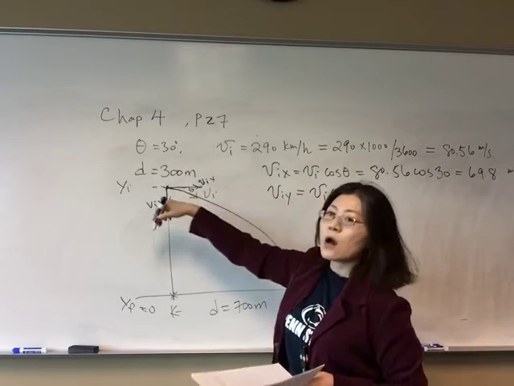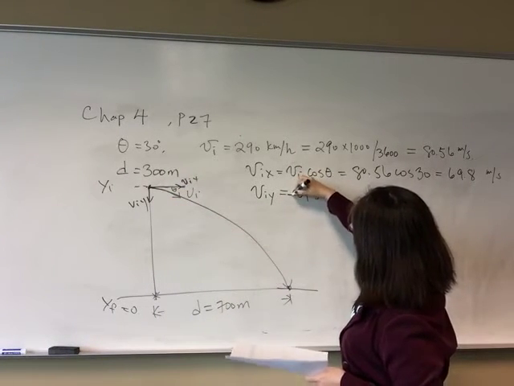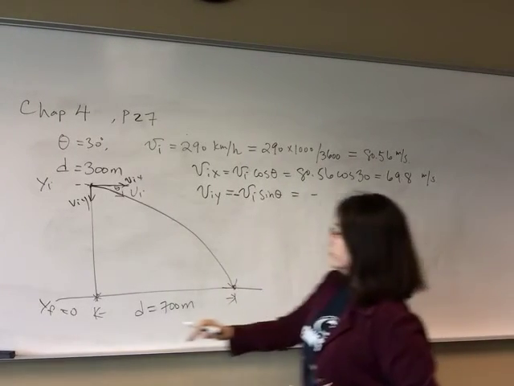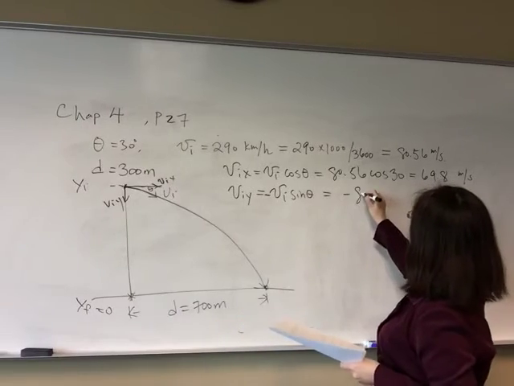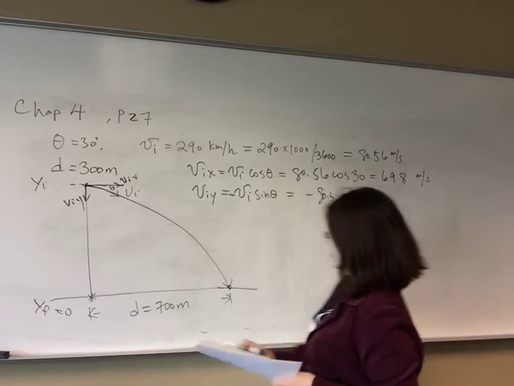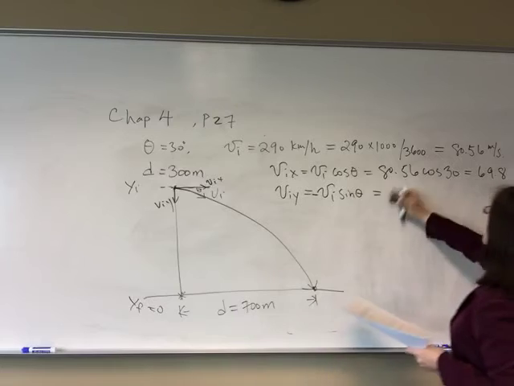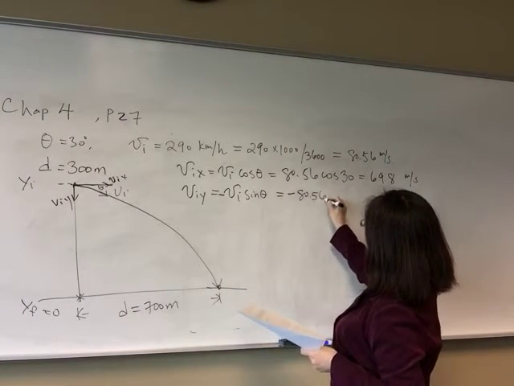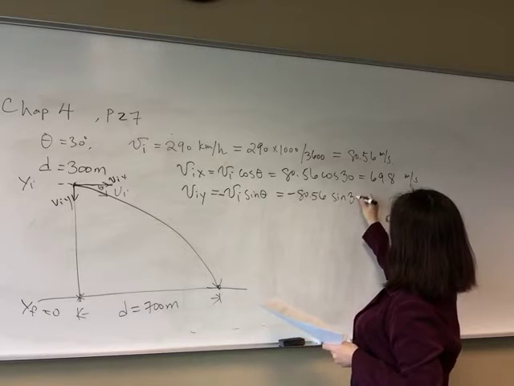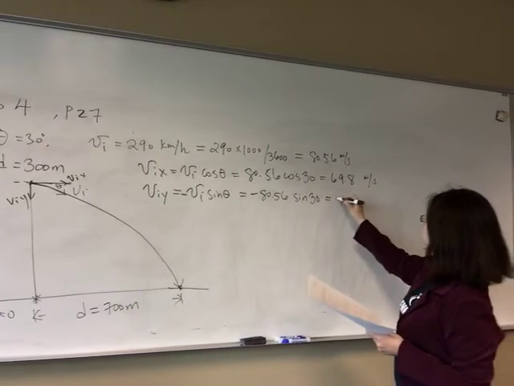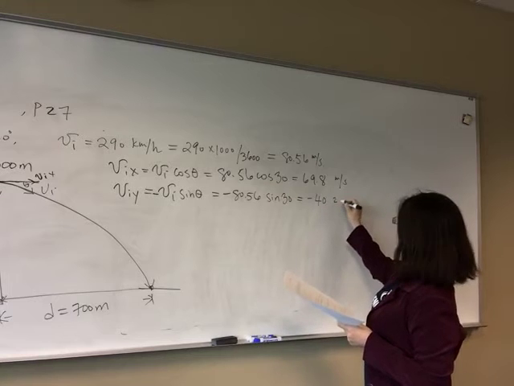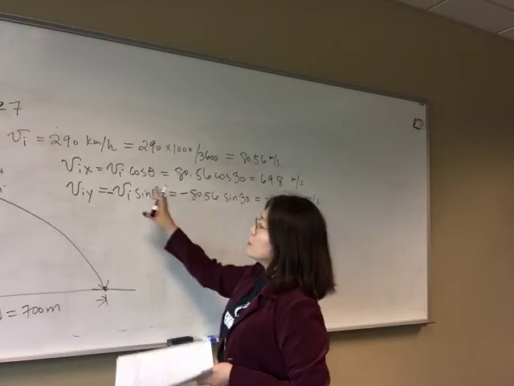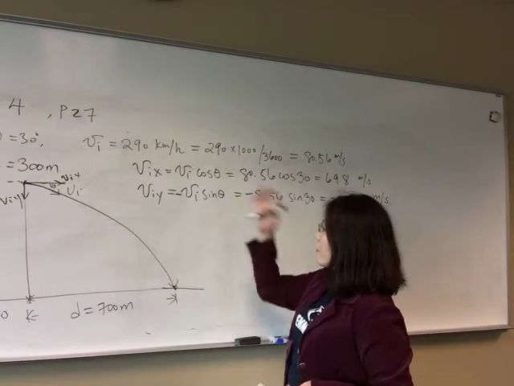Now your Viy, the initial velocity in the vertical direction, is your Vi times sine theta. And we know that it's downward, so put a negative sign in front of it. So you have negative 80.56 times sine of 30. So your numerical value is negative 40.28 meters per second. So now you have the initial velocity and you have the vertical velocity.